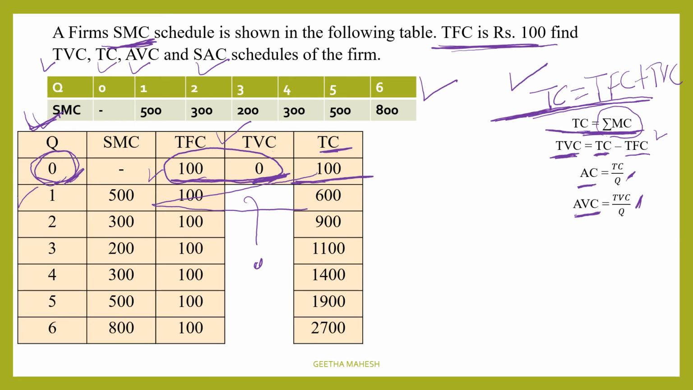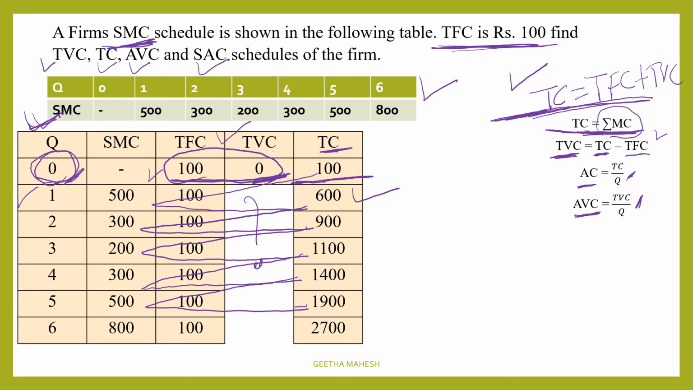100 plus 500 is 600. 600 plus 300 you will get 900. 900 plus 200, 1100. 1100 plus 300 you will get 1400. 1400 plus 500, 1900. 1900 plus 800 you will get 2700. Now with this information you can find out a total variable cost.